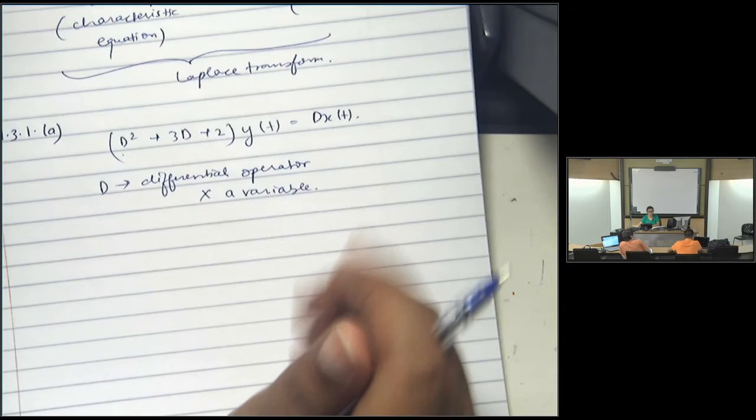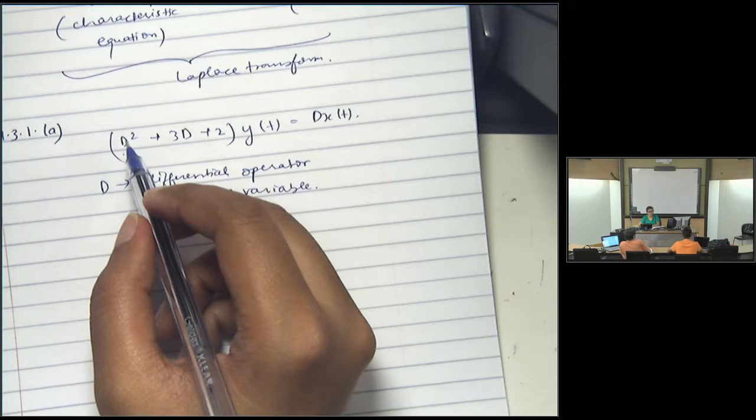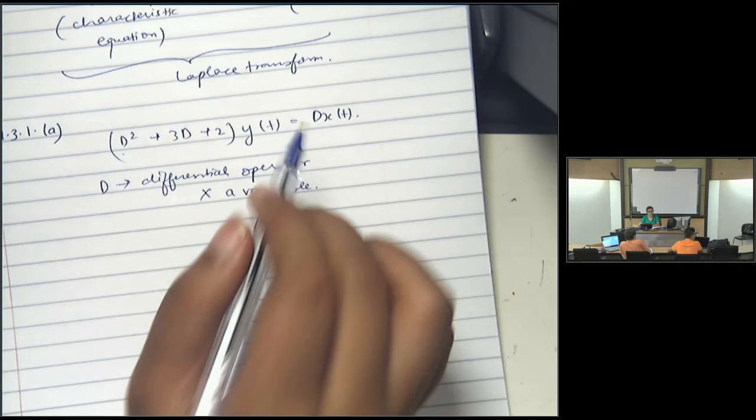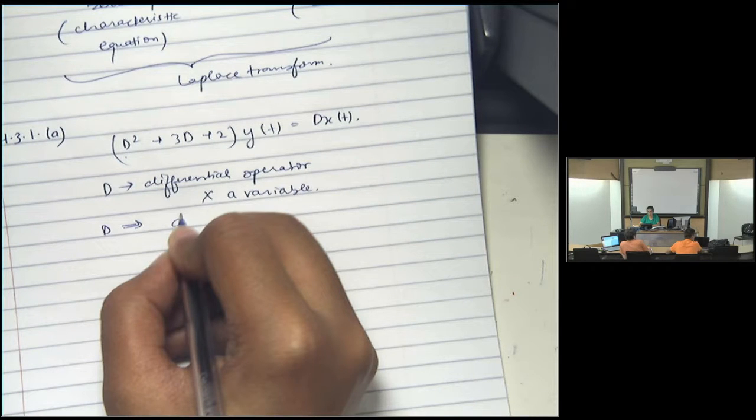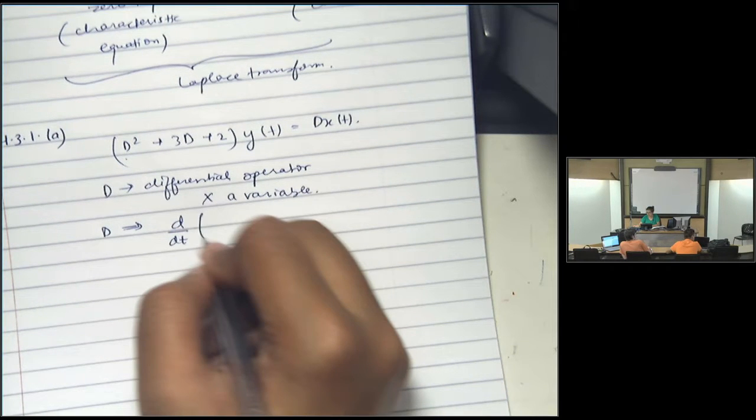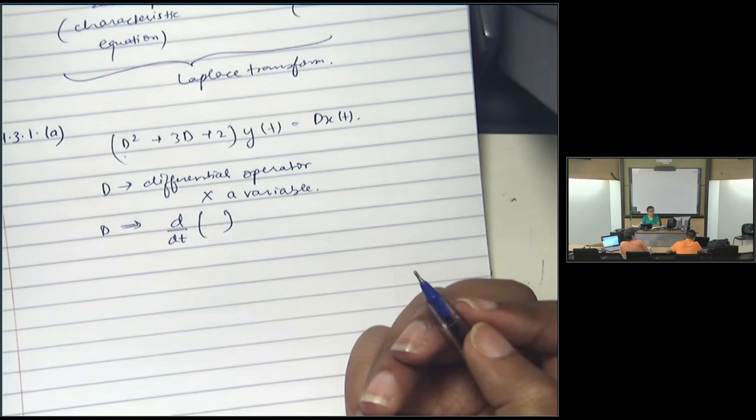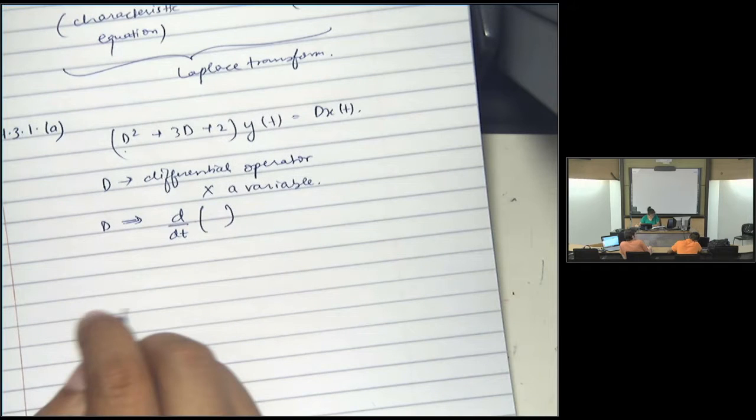Remember that always, never treat your capital D as a variable. It's a differential operator. So your capital D is equivalent to d by dt, and you take the derivative of your function with respect to t. It's an operator, it's not a variable.